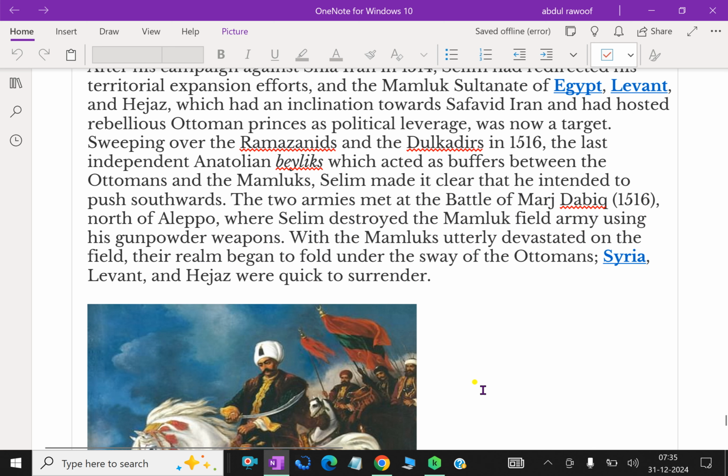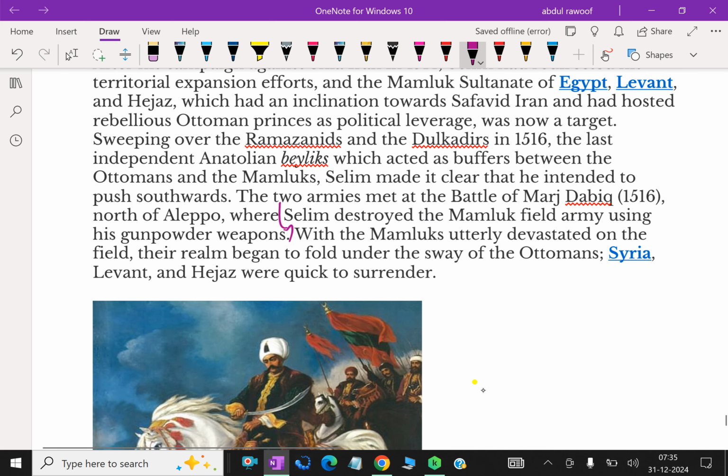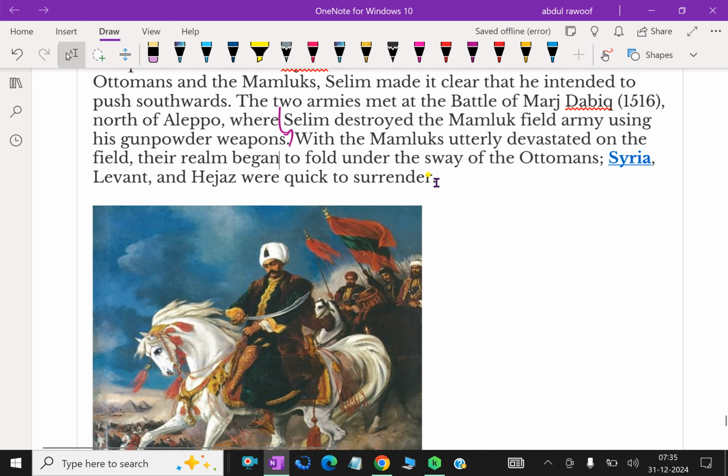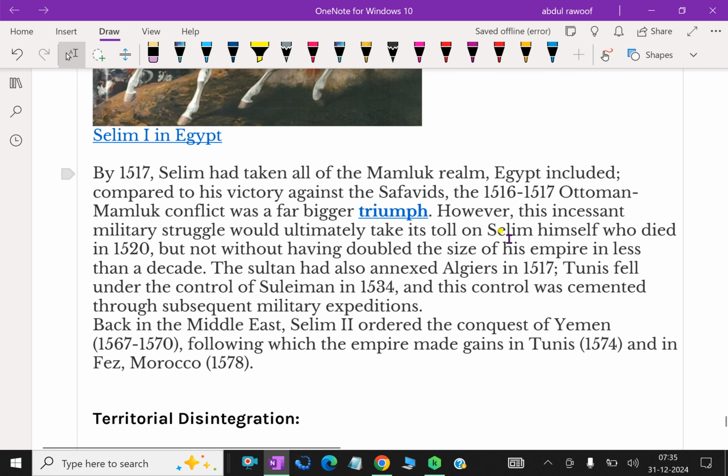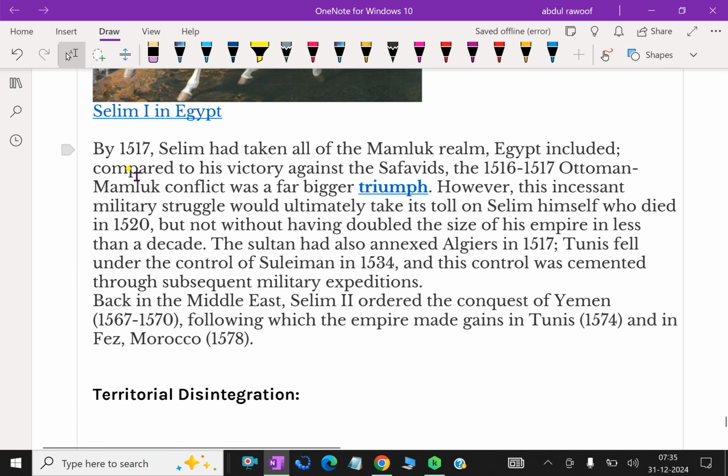With the Mamluks utterly devastated on the field, the realm began to fold under the sway of the Ottomans. Syria, Levant, and Hejaz were quick to surrender. By 1517, Selim had taken all of the Mamluk realm, Egypt included. Compared to his victory against the Safavids, the 1516 to 1517 Ottoman-Mamluk conflict was a far bigger triumph.